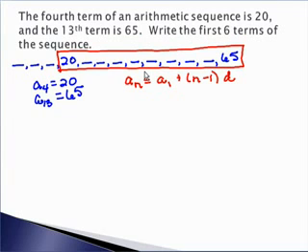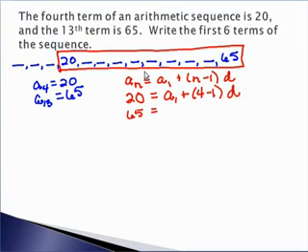So one way to solve this is saying, I know the fourth term is 20. So the value of the fourth term is 20, so I put in a 20 here when the n is 4. I also know the value of the 13th term is 65 when the n is 13.